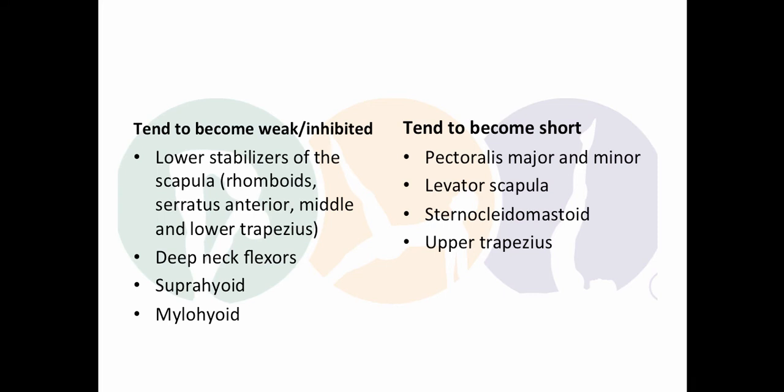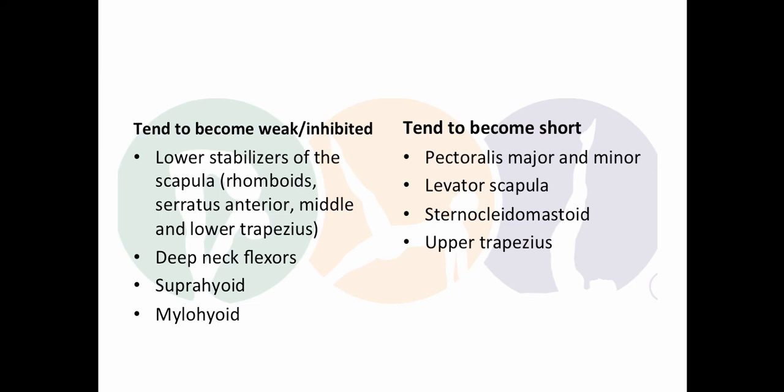Janda created two different groups of muscles, which he anticipated and studied would generally become weak and inhibited or generally become short. And he listed these muscles in the neck and shoulder area. He said that the lower stabilizers of the scapula, this would be the rhomboids, the serratus anterior, the middle and lower trapezius, tend to become inhibited. They're postural muscles that tend to get weak and be inhibited by tight or strong muscles. Also included in this group are the deep neck flexors, the suprahyoid, and the mylohyoid.